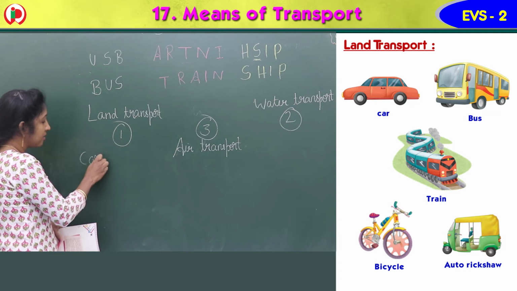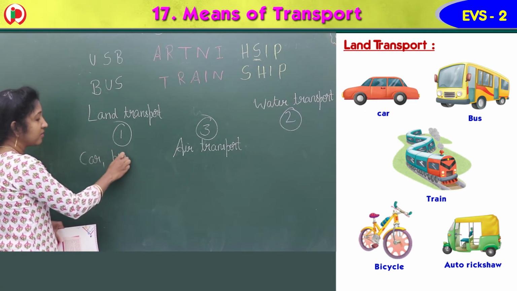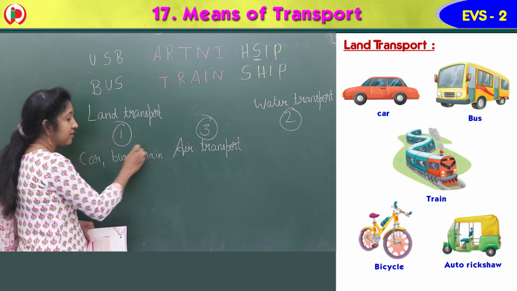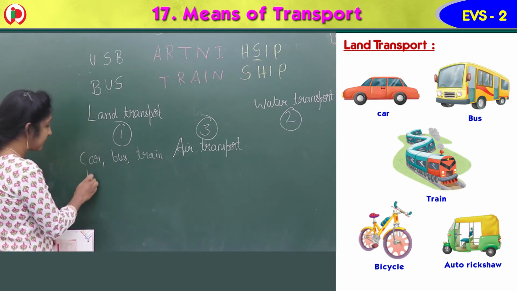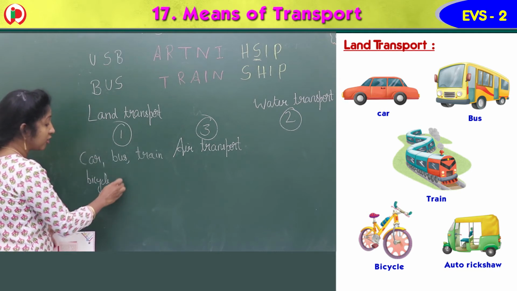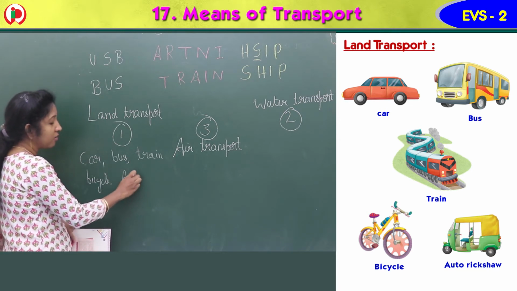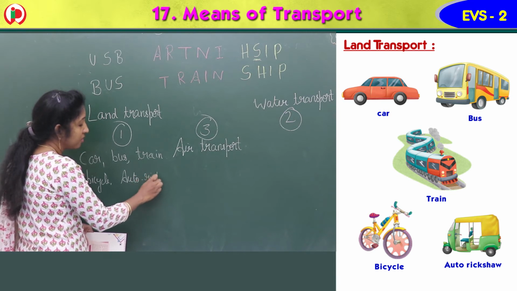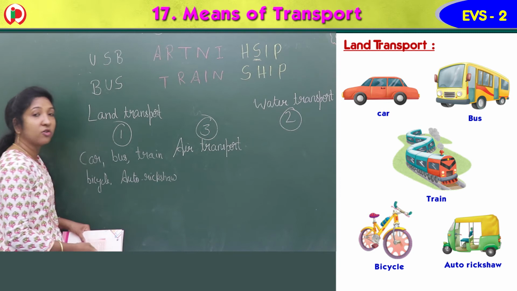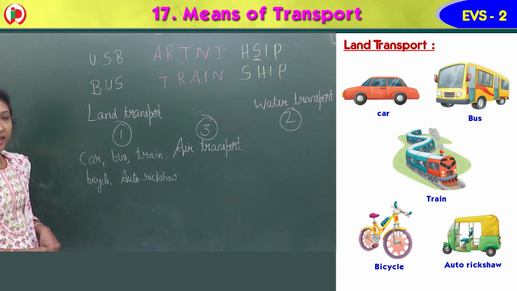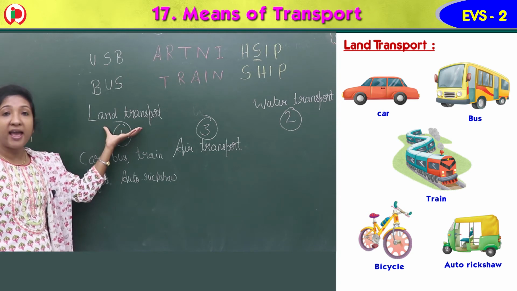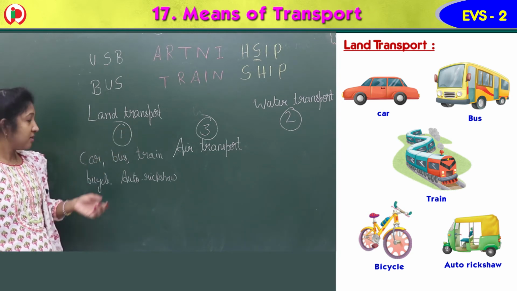car, bus, then train, then cycle or bicycle, then rickshaw, auto rickshaw. These are some vehicles that move on road or land. These are the examples of land transport.